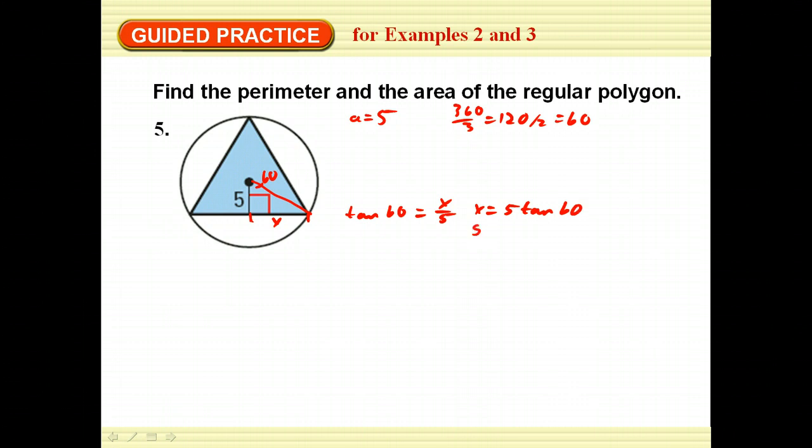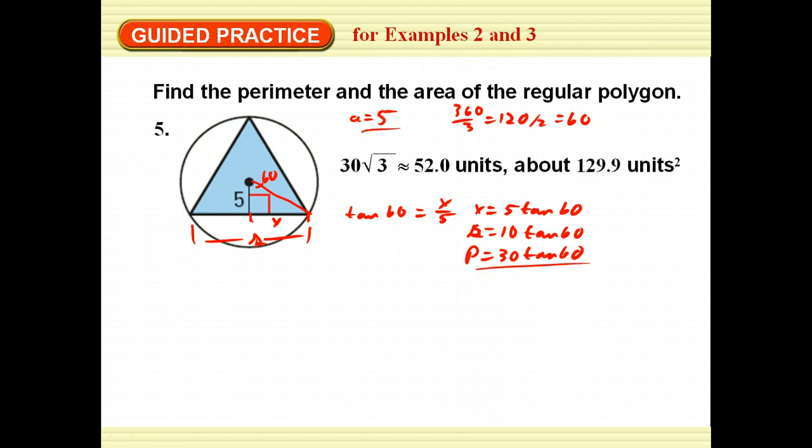So if I want S, or the side, we'll call this S. And so S is going to be twice that, so that would be 10 tangent of 60. And since I've got 3 of these, that means the perimeter is 30 tangent of 60. So I have my apothem, I have my perimeter, I can plug into my formula and get these.